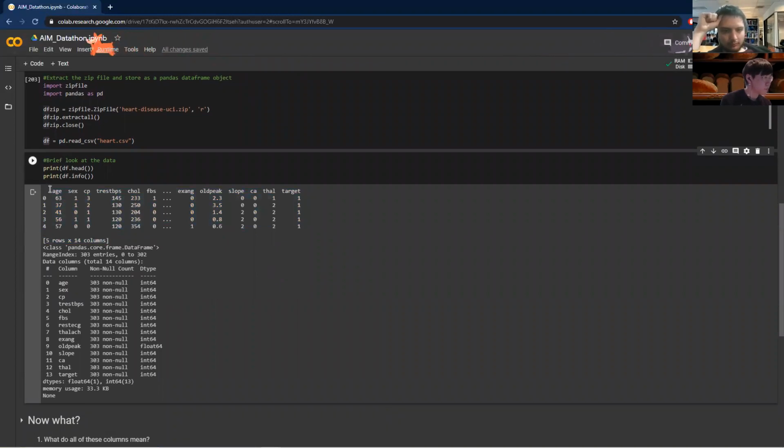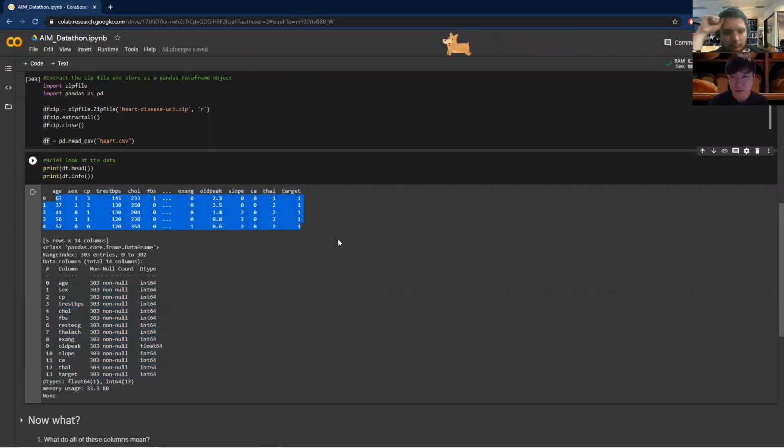And this is just a brief description. Target is whether the patient has heart disease or not. We'll go on to a brief explanation about what it means to be diagnosed with heart disease. And then there are all these other variables which are also listed here. And this is what it looks like.